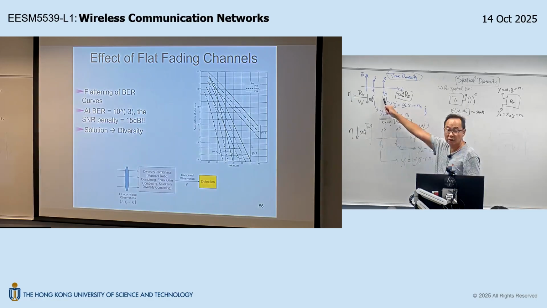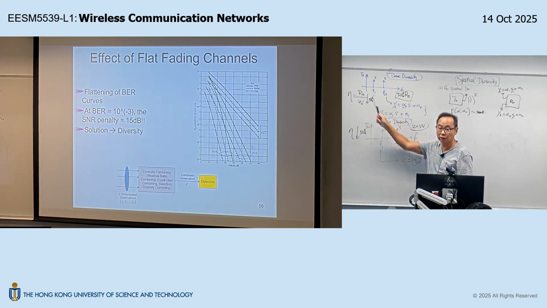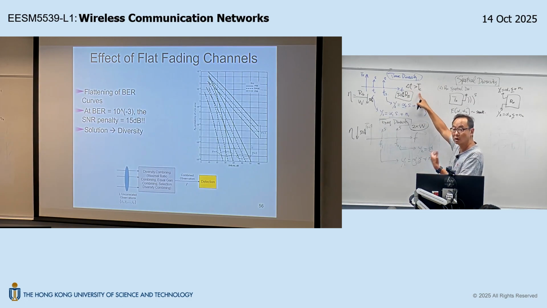In the time diversity case, what is the condition for independent fading? The separation in time needs to be sufficiently large, right? How large is sufficiently large? The time separation needs to be larger than the coherence time, right? So this is the time separation, which is a transmission parameter. This is the coherence time, which is an environment parameter driven by mobility, right?